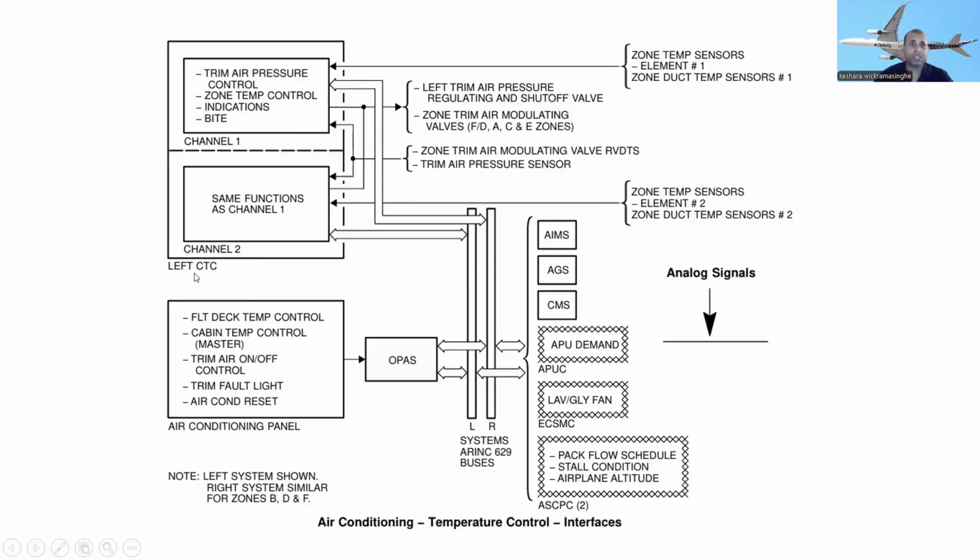This is the left cabin temperature controller. The air conditioning panel is here. Just go through this one. These are the analog signals. You can see this line shows the analog signal, and this line shows the ARINC 629 buses.